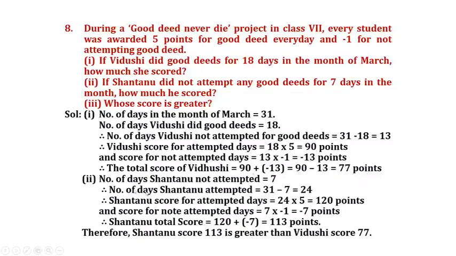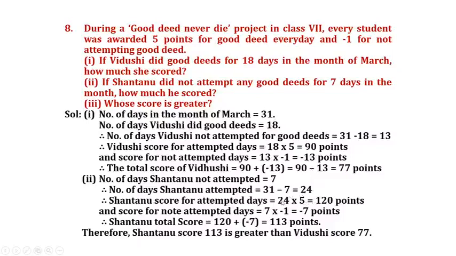So now in the second part, second question, which is Shantanu. The number of days Shantanu did not attempt is given. Now we can find out how many days he attempted by subtracting this from 31. Which is 31 minus 7 is equal to 24 days attempted.